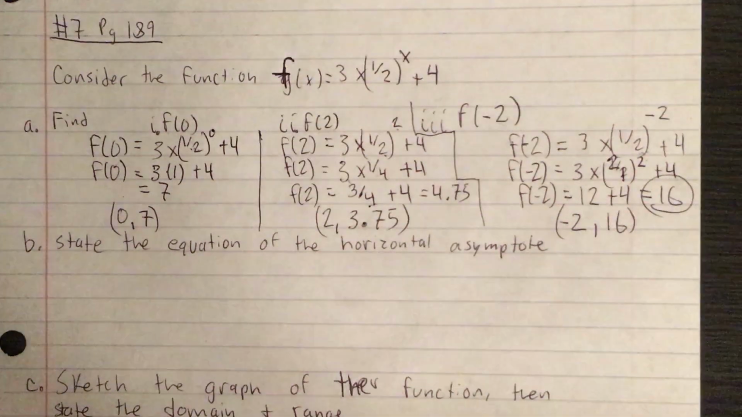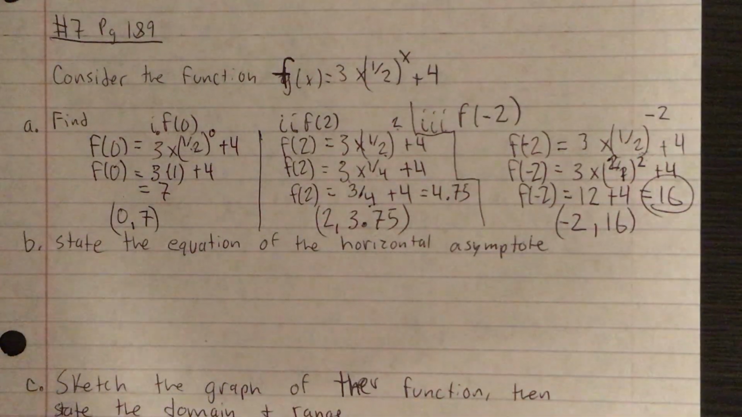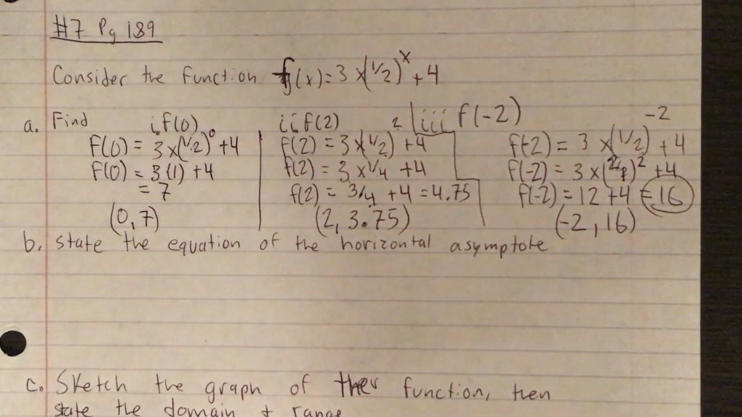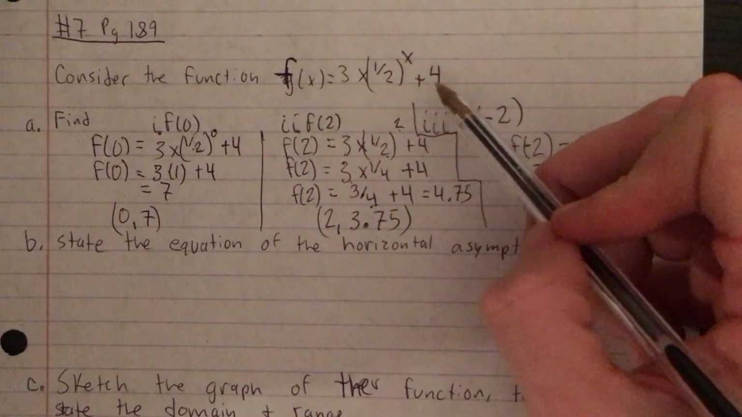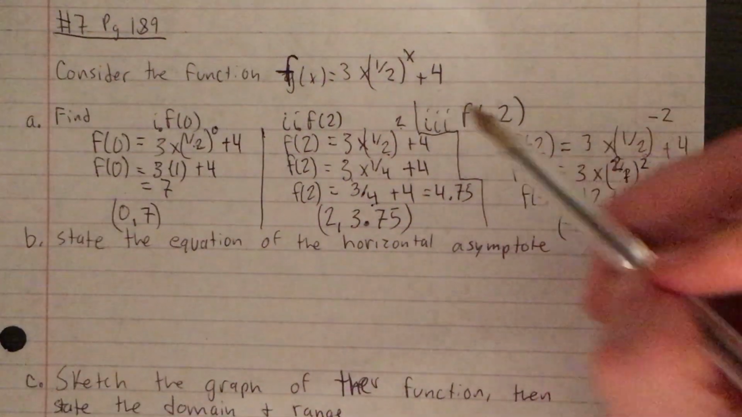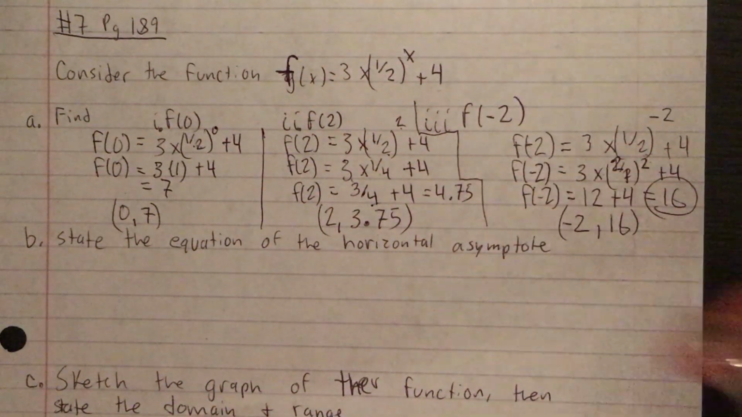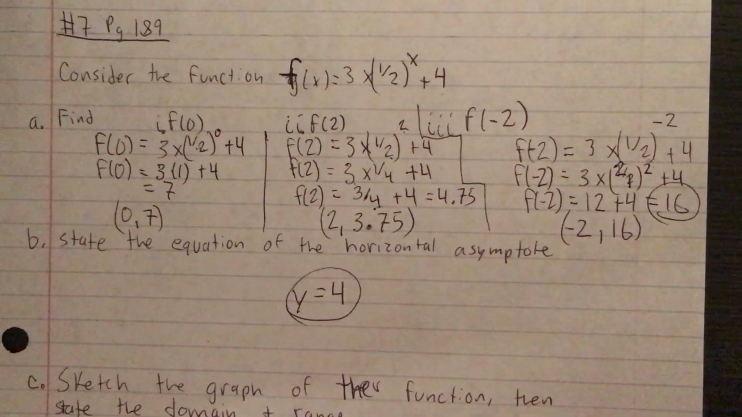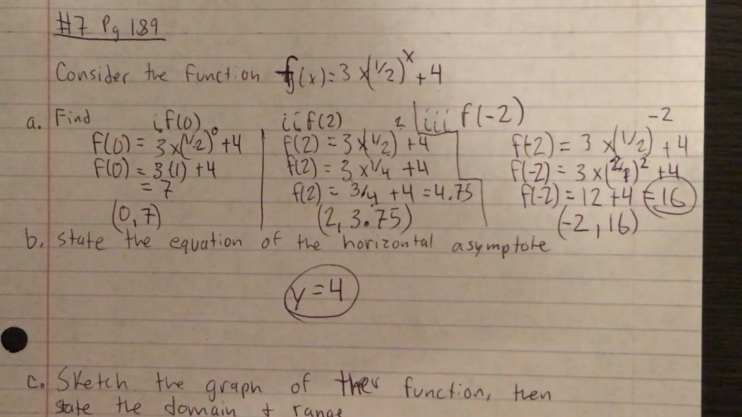Then on B here, state the equation of that horizontal asymptote. So what is being added? How are we shifting this graph right here? We're adding 4 to it, which is going to move it up 4. So that horizontal asymptote is going to be y equals 4 right there.